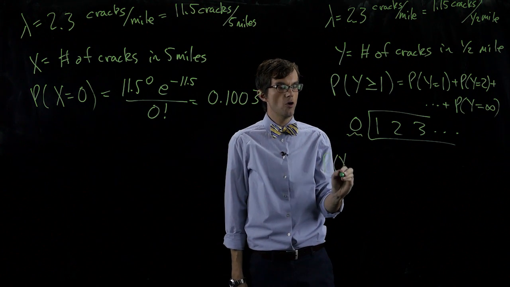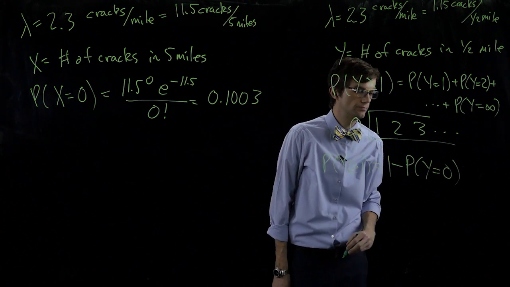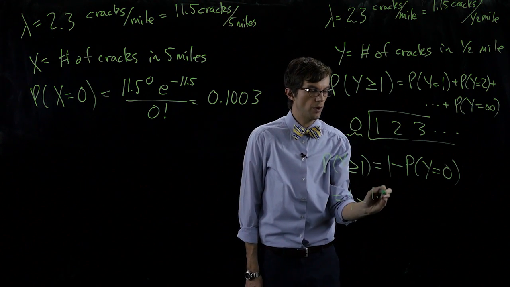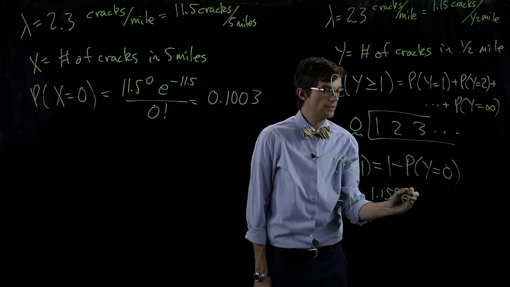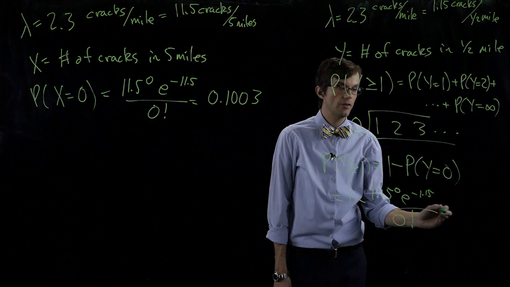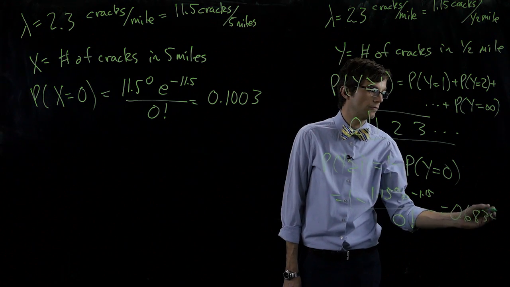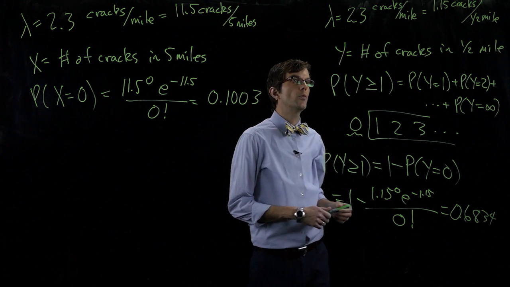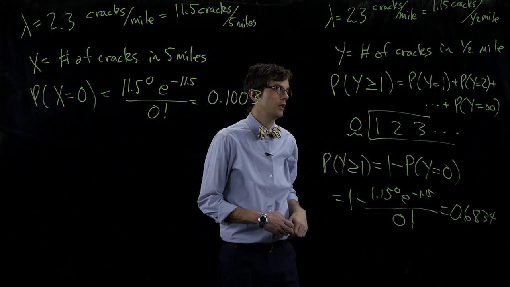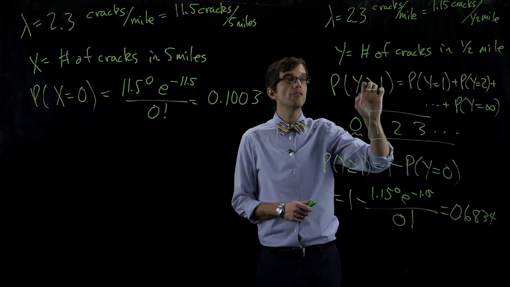So the probability that y is greater than or equal to 1 is the complement of the probability that y equals 0. That is 1 minus our rate, which is 1.15 to the 0, e to the minus 1.15, divided by 0 factorial. And if we work that out, we should get a probability of 0.6834. So the probability that we see 1 or more cracks in the next half mile is 0.6834. On average, we'll see 68% of half mile stretches that have 1 or more cracks.